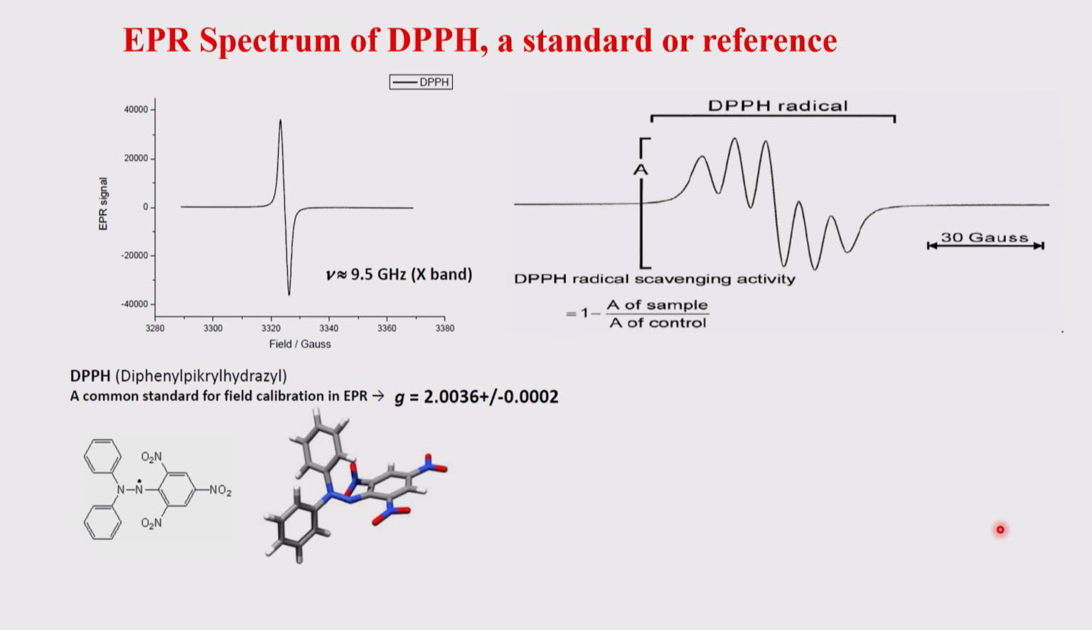Let us look at a standard molecule used in this, DPPH, diphenyl picryl hydrazyl, which is taken as g equal to 2.0036 plus or minus 0.002. And this is the molecule. You can see it is used as a spin label in some cases, or as a standard, or as a reference. And you can see the structure, it is in this kind of fashion.